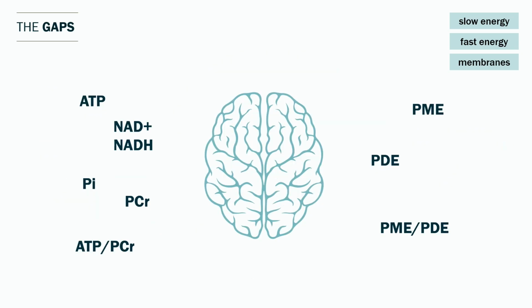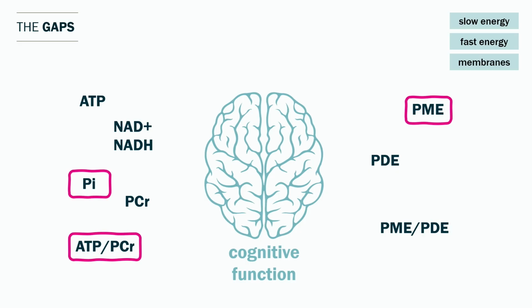So, putting this all together, about all of these metabolites, we know some things, but we know surprisingly little about their involvement in cognitive function. Because you can count on one hand the number of studies that have been done trying to correlate different cognitive measures to metabolites.